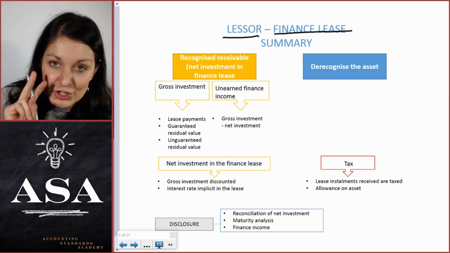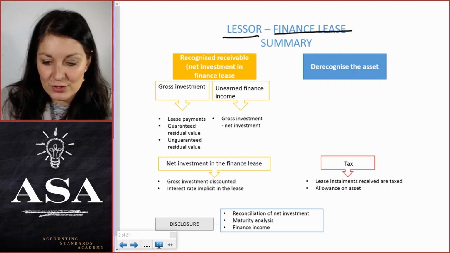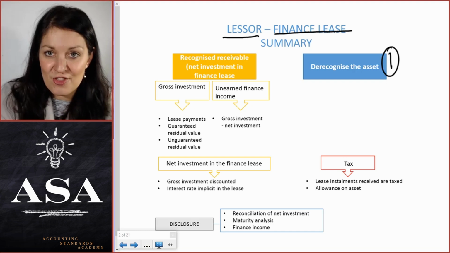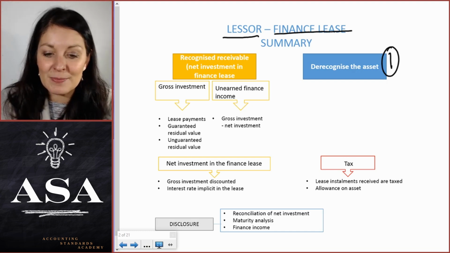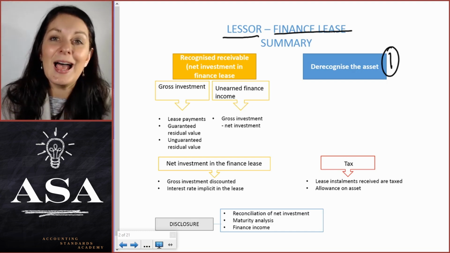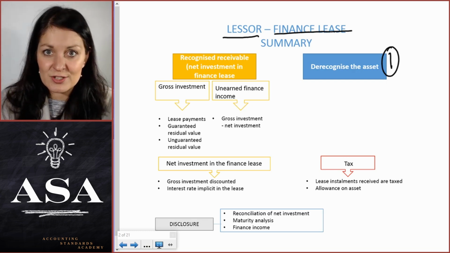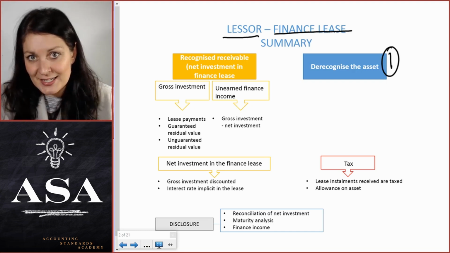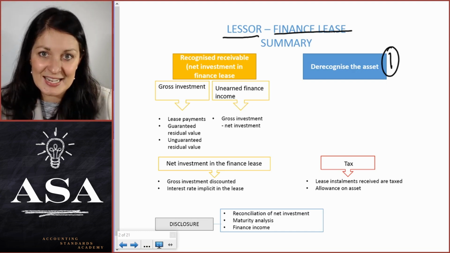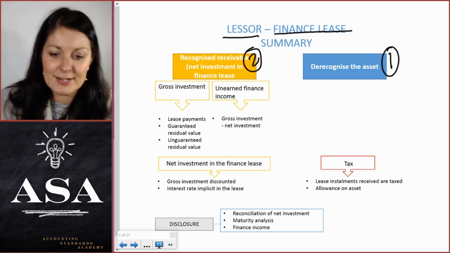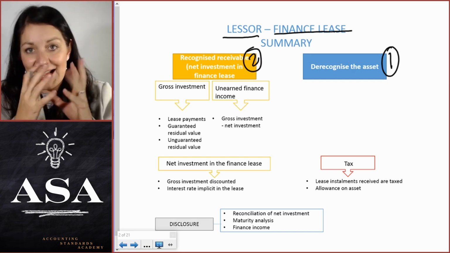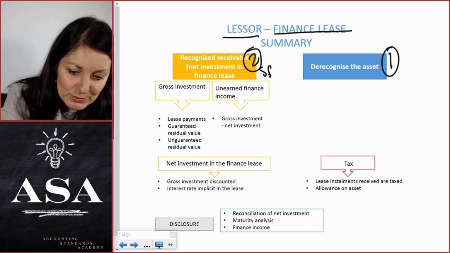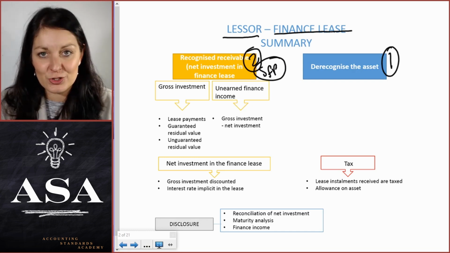So there are two components to this finance lease transaction from the perspective of the lessor. Number one, we've de-recognized the underlying asset from the lessor's financial statements. And because we're financing this transaction, the lessee is not giving us all the cash up front. No, we are financing over a period of time. We are recognizing a receivable in our statement of financial position. Now, this receivable has a special name, and we call that the net investment in the finance lease. And this is what we will see in our statement of financial position.